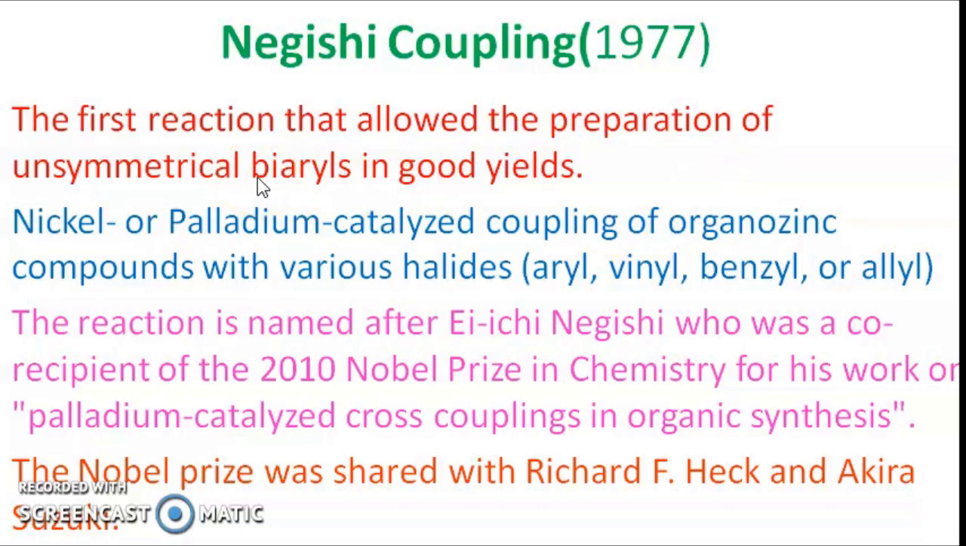So the two aryl groups will be different. One aryl group will come from the organozinc compound, the other aryl group will come from the halide. That's why it's called an unsymmetrical compound. And such reactions are also called cross-coupling. When you couple to get unsymmetrical compounds, you call it cross-coupling.